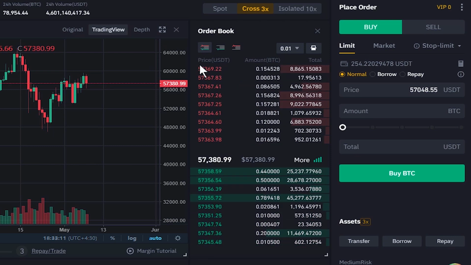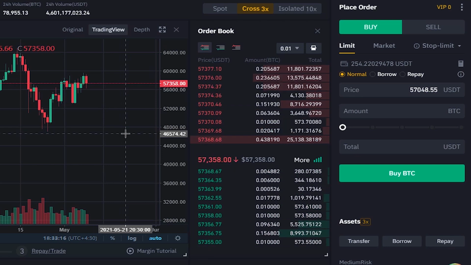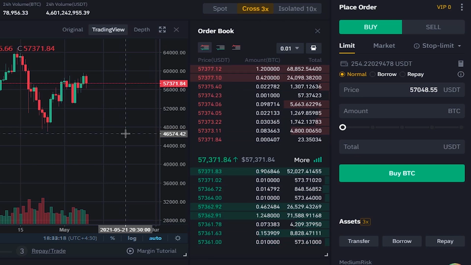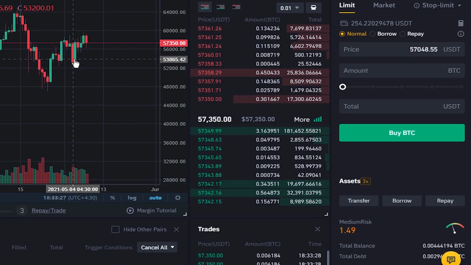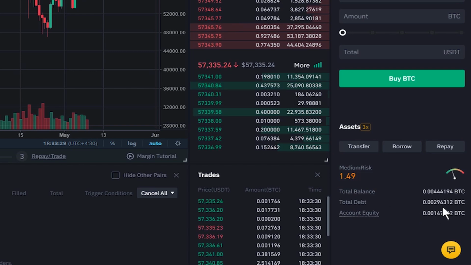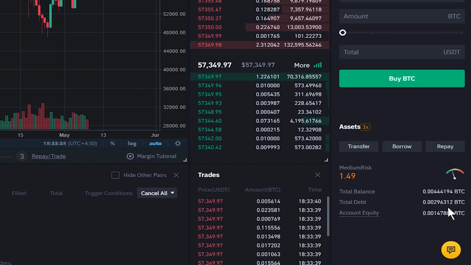our debt. Now consider that the price declined and reached our expected point, so we must buy BTC to repay our debt. If BTC is the only coin that you borrowed, here it shows the total debt, which is in terms of BTC, and this is the amount that we must buy to repay our debt.